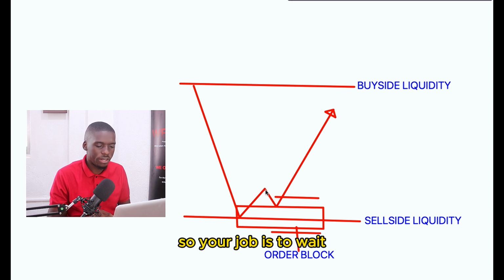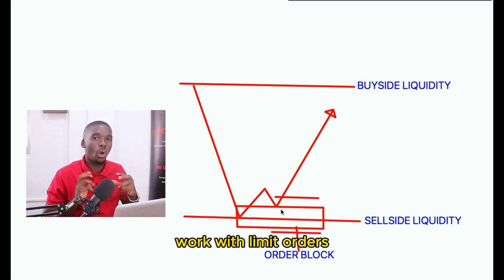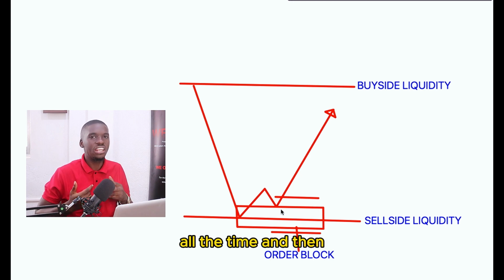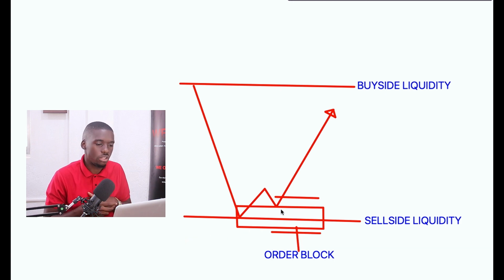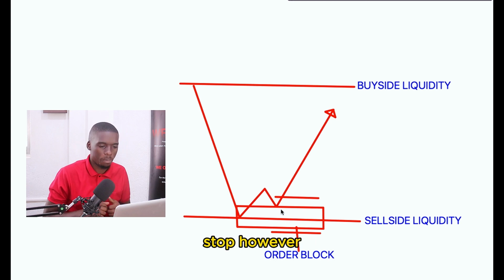So your job is to wait for this market. That's why when we are trading this strategy, we usually work with limit orders. That is the buy limit and sell limit all the time. And then in some scenarios, some cases, you also happen to use stop orders. That is the buy stop and the sell stop.